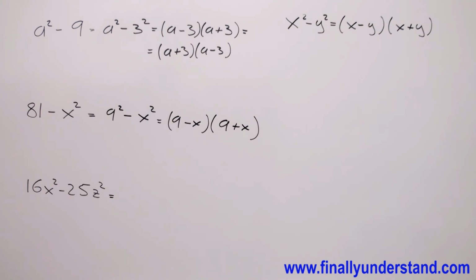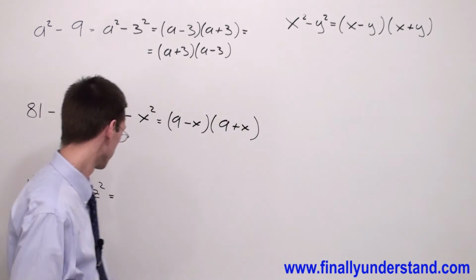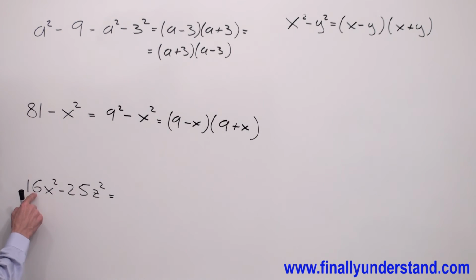Let's take a look at the third example. I have squares. I have x squared and z squared, and I have a difference. So I'm supposed to try to apply the rule for the difference of squares. But you're supposed to also look at the integers 16 and 25. What can we do with them?